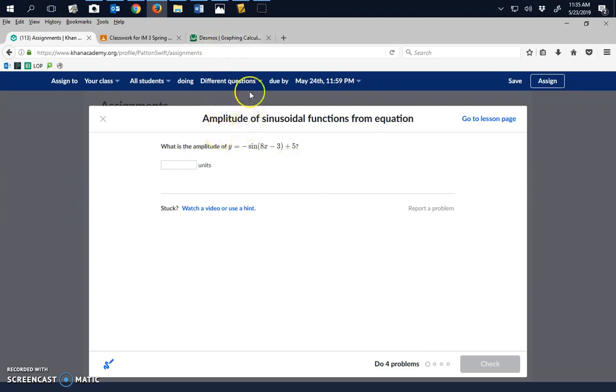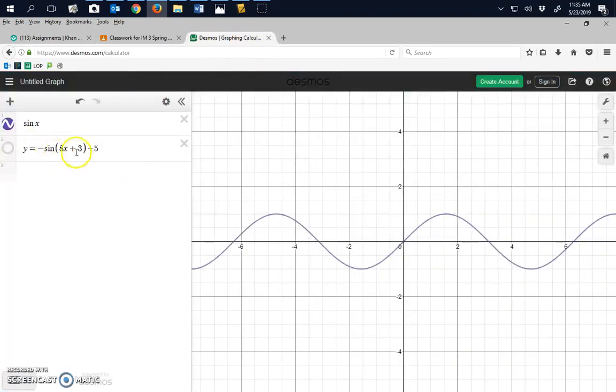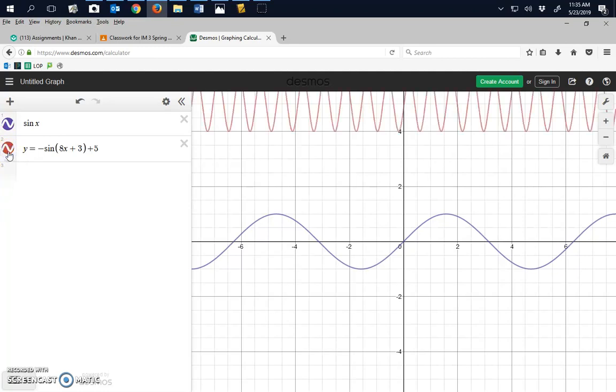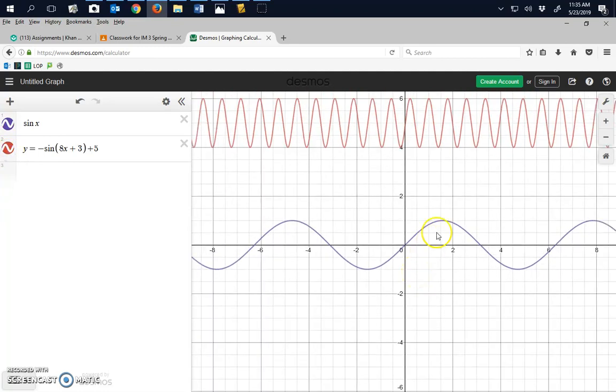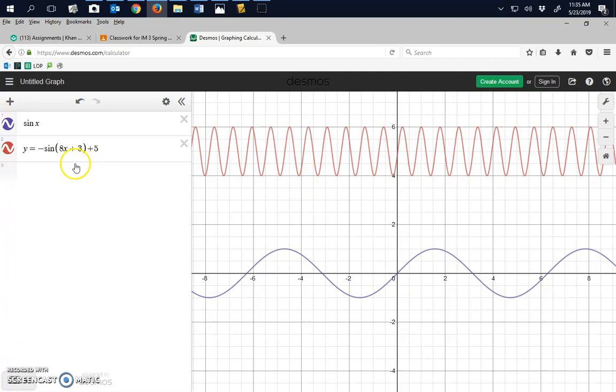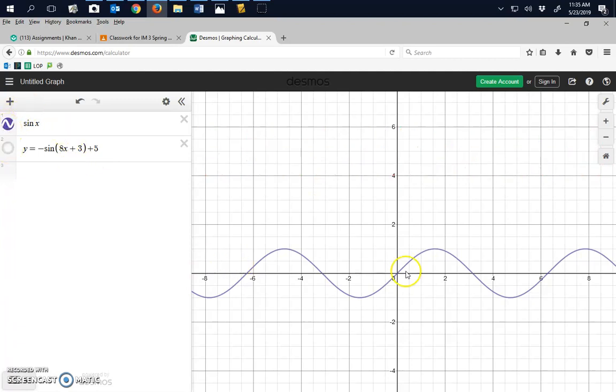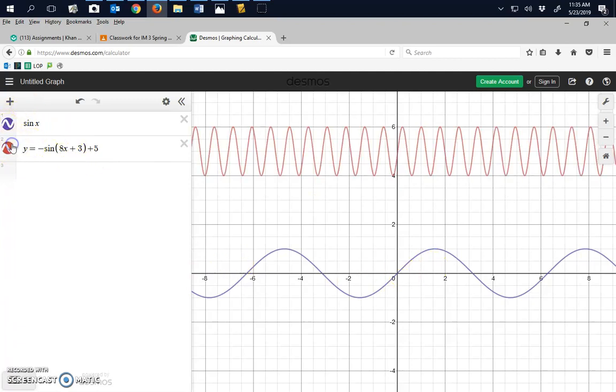So I have this graph over here. So here's the graph. The red one is the one we're trying to figure out the amplitude of. Our purple one is our normal sine graph. And then I have some graph up here.